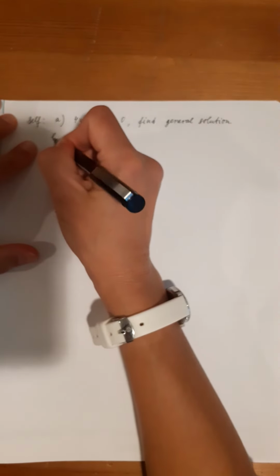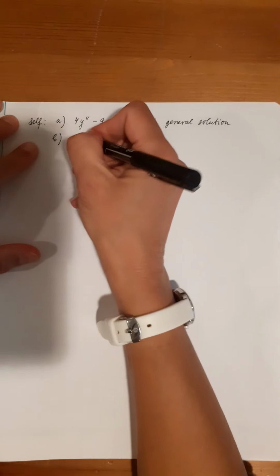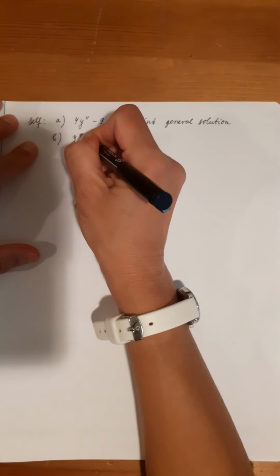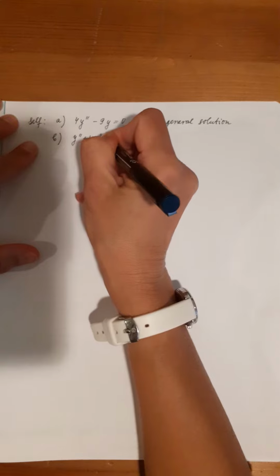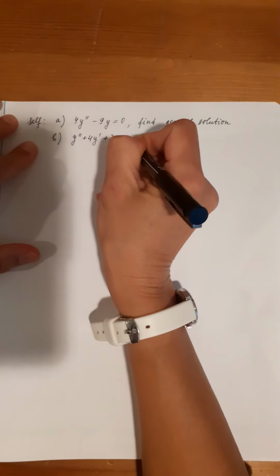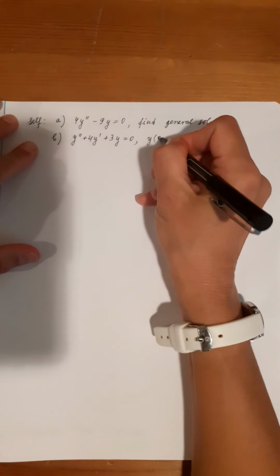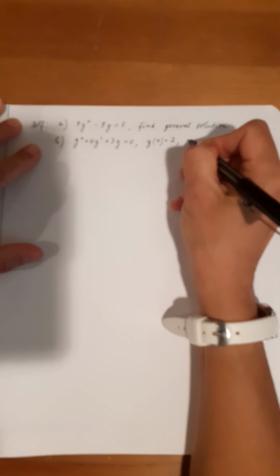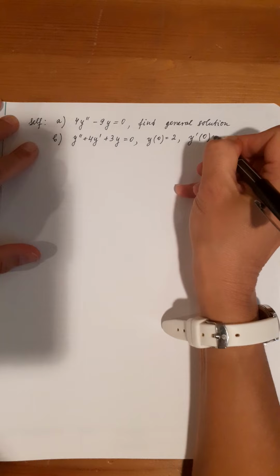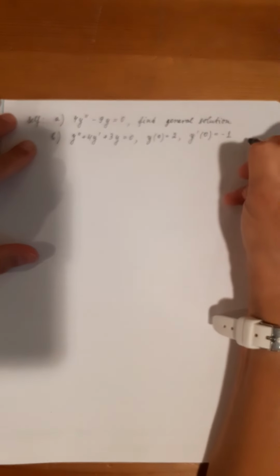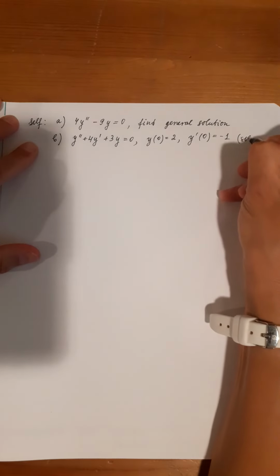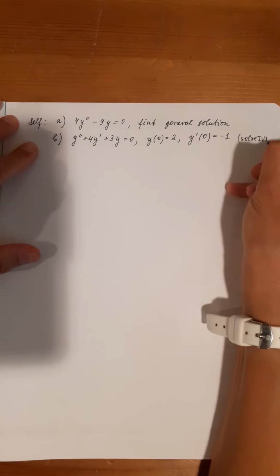And problem B: the second derivative plus 4 times the first derivative plus 3 times the function equals 0, with y of 0 equals 2 and y prime of 0 equals negative 1. Solve the initial value problem.